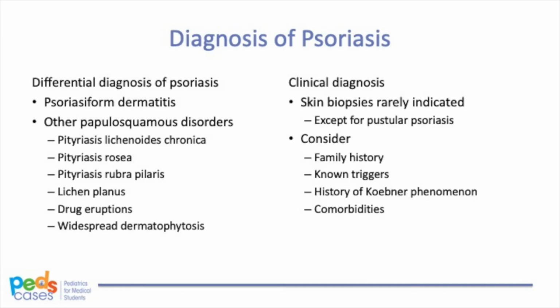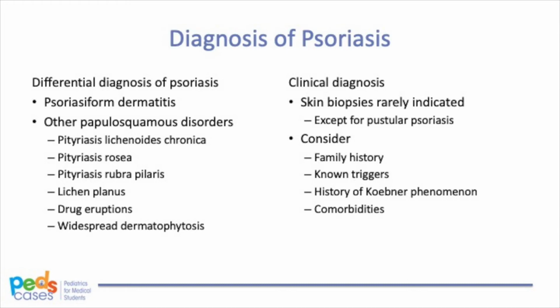The differential diagnosis of psoriasis should include psoriasiform dermatitis and other papulosquamous disorders, including pityriasis lichenoides chronica, pityriasis rosea, pityriasis rubra pilaris, lichen planus, drug eruptions, cutaneous T-cell lymphoma, and widespread dermatophytosis.